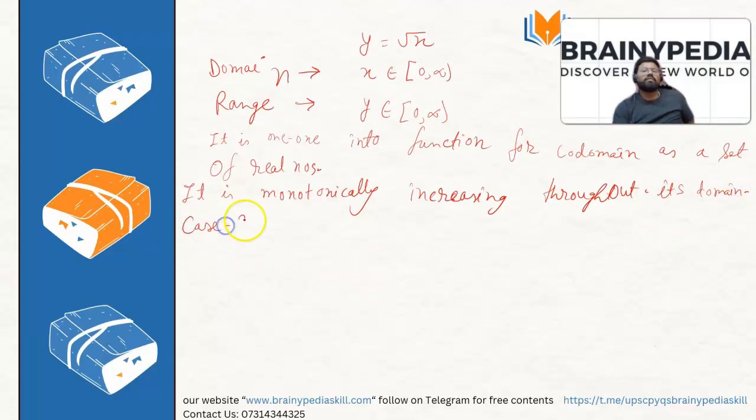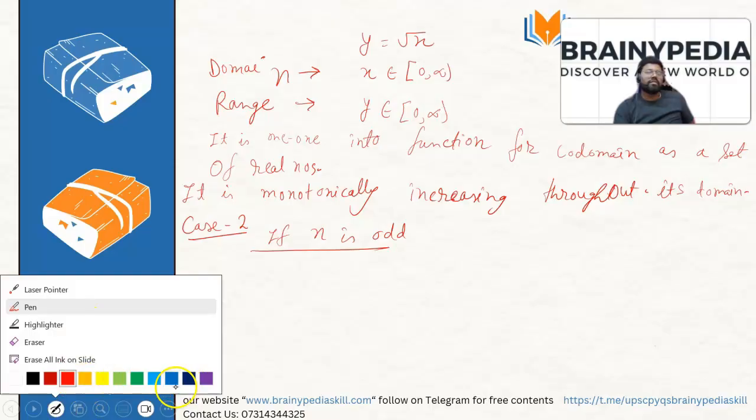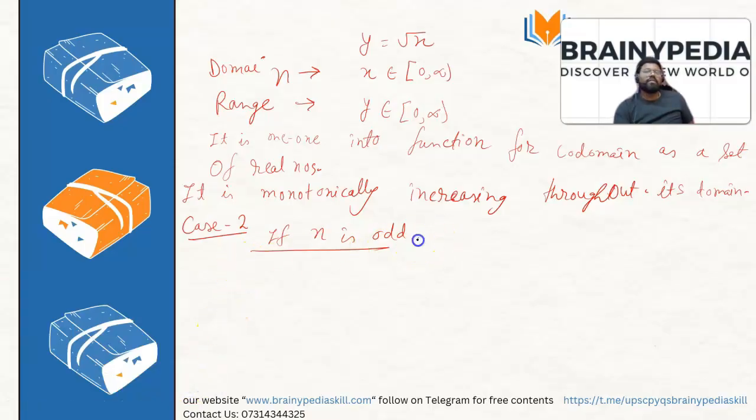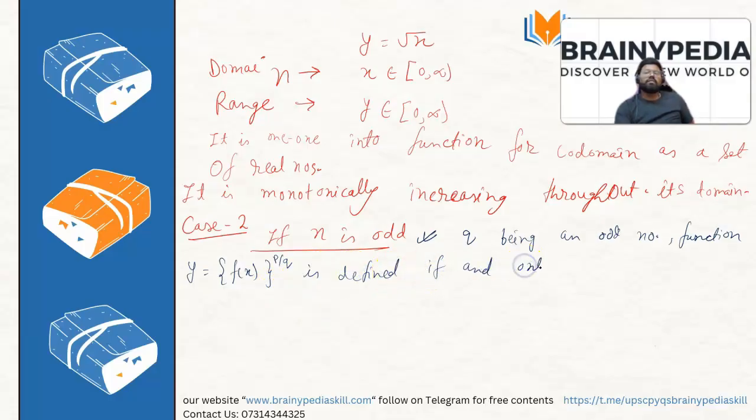Okay, case 2: if q is odd, so cubing an odd number, the function y equals f of x to the power p by q, and this time q is odd, is defined if and only if x belongs to R, provided p by q is positive.